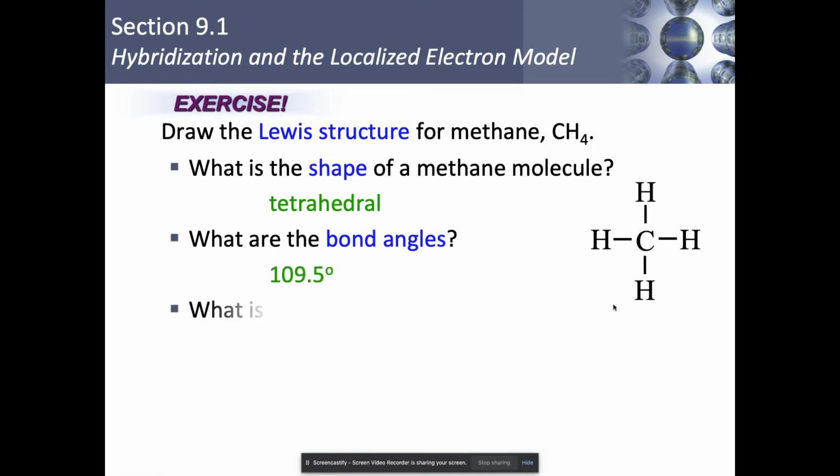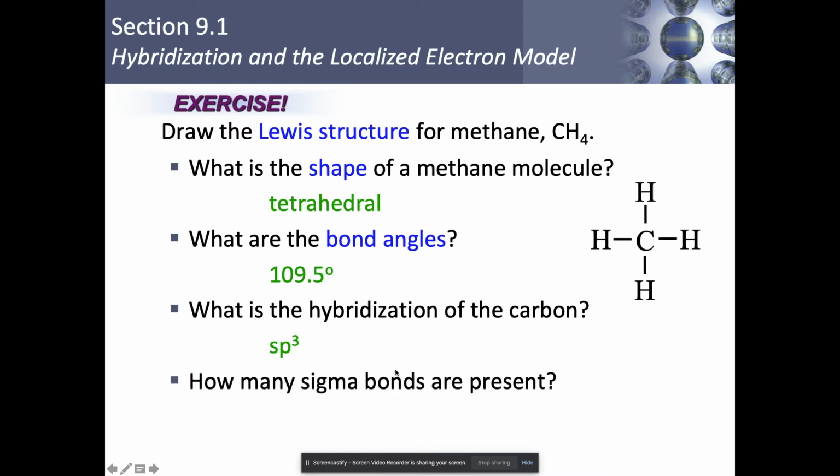Again, we already know that. Now, what if I ask you, what is the hybridization of this carbon right here in the middle? Well, it's sp3 hybridized. If it has a tetrahedral shape, it must be sp3 hybridized. And then last but not least, how many sigma bonds are actually present? Okay, well, we have a single bond here, a single bond here, single bond here, and a single bond here. That means we have 4 sigma bonds in this picture, one between each of the hydrogen and carbon bonds.